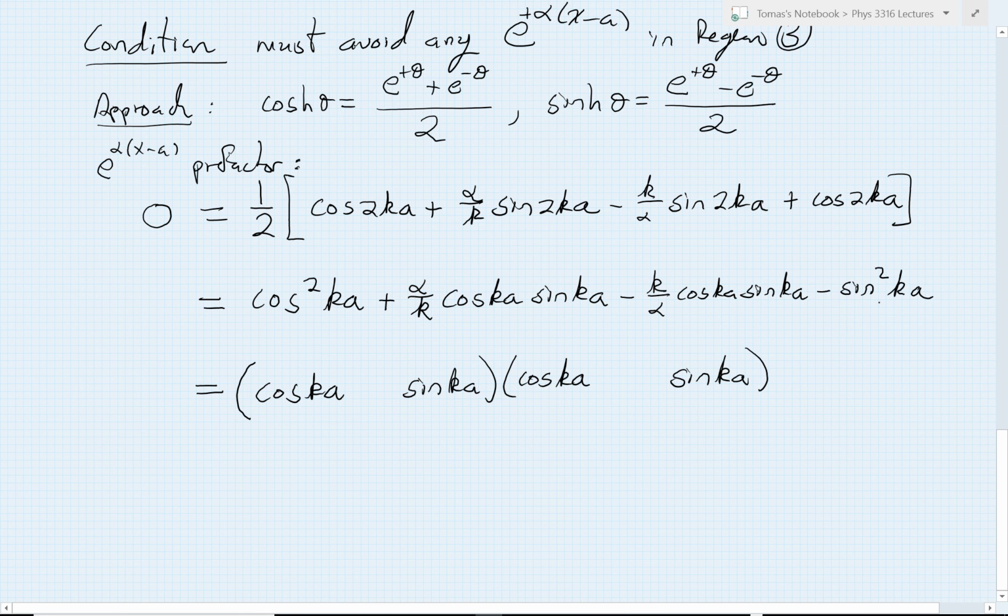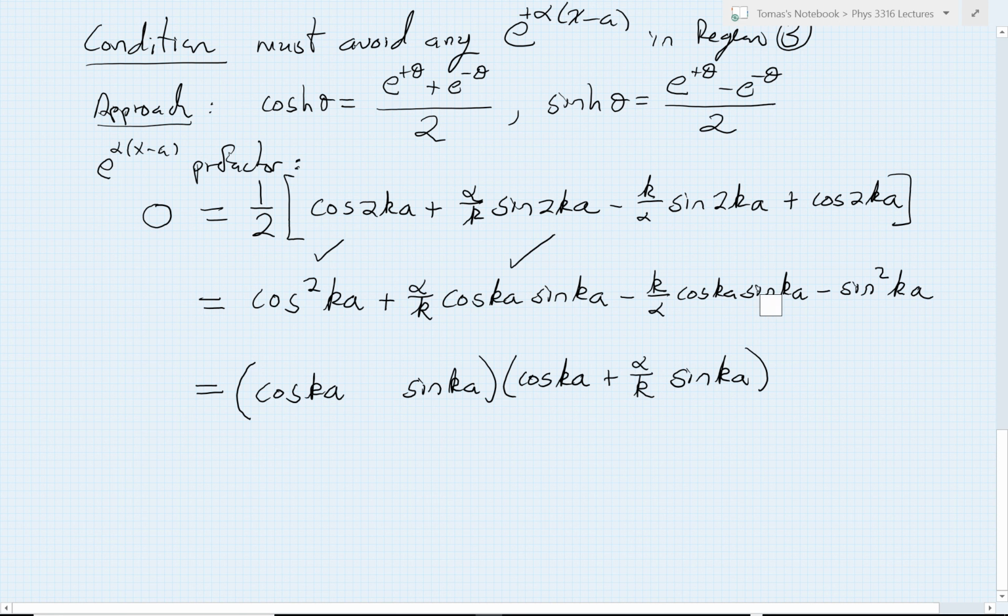Well, cosine times cosine gives me my cosine squared, so I've taken care of that term right away. The next type of term that I would like to see is some kind of alpha over k cosine times sine. So it really feels like this cosine can multiply this sine plus alpha over k. And if I were to do that, then I'd get cosine sine alpha over k. That is exactly this term.